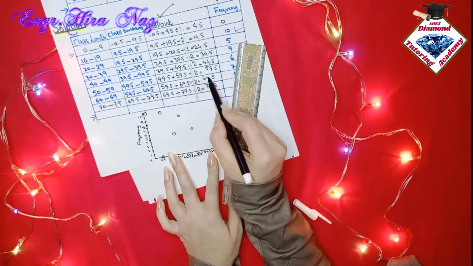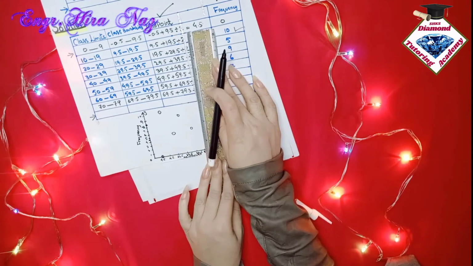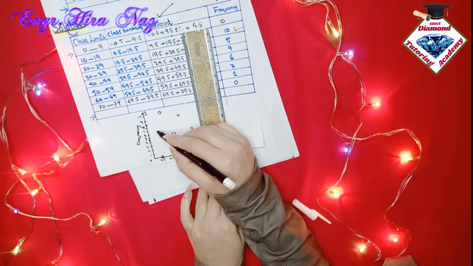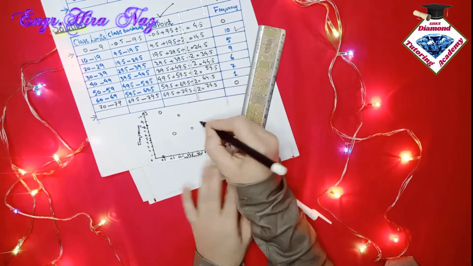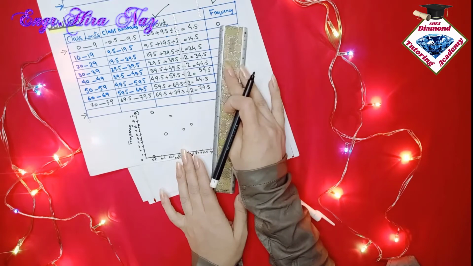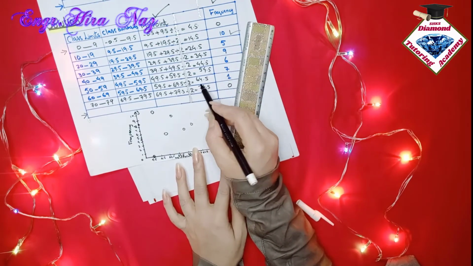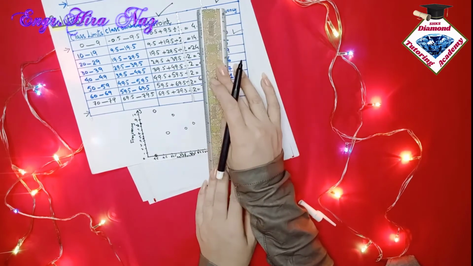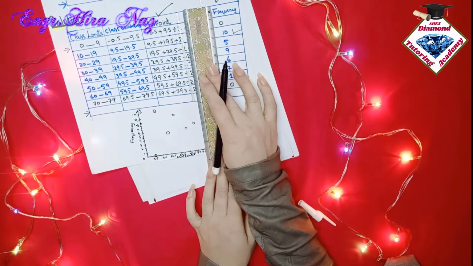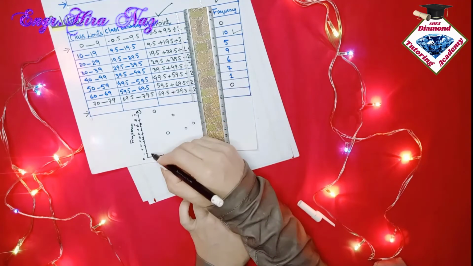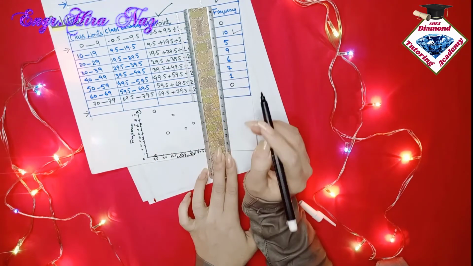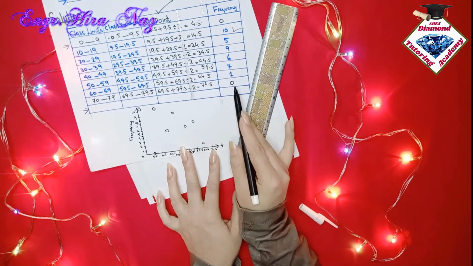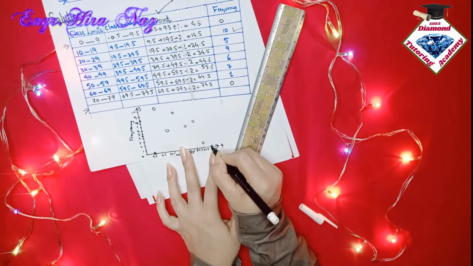Next is 54.5, 7 frequency. So you can mark here at 54.5, frequency is 7. So frequency is this. Next is 64.5 with the frequency 1. So 64.5 is here and frequency 1 is here. So for midpoint 74.5, our frequency is 0. So again the point lies here.